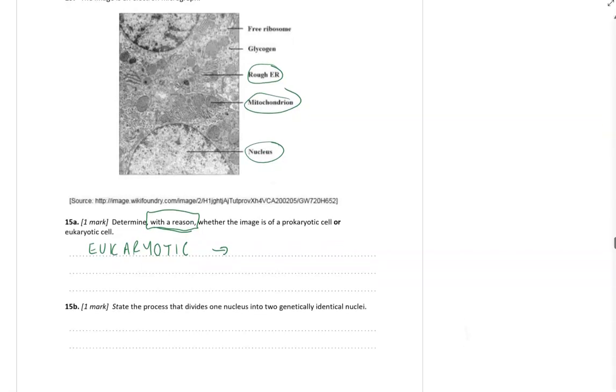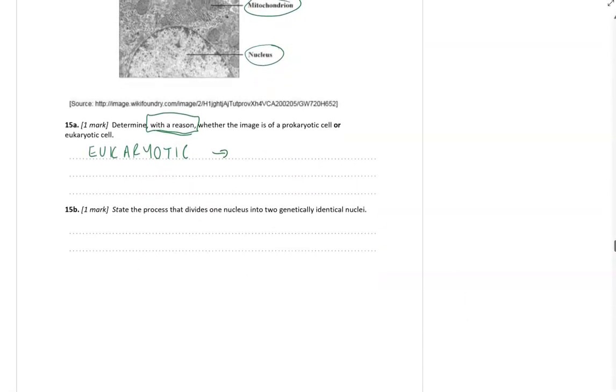Okay, so then 15B, state the process that divides one nucleus into 2 genetically identical nuclei. So that is mitosis. Okay, and then 15C, it says explain how the cell cycle is controlled. Now, this is only 3 marks, but there were many more possible, and there were lots and lots of marking points here. So there were lots of things you could say.